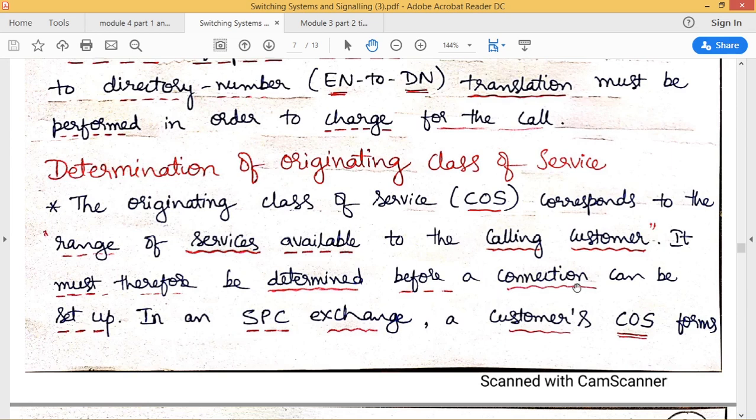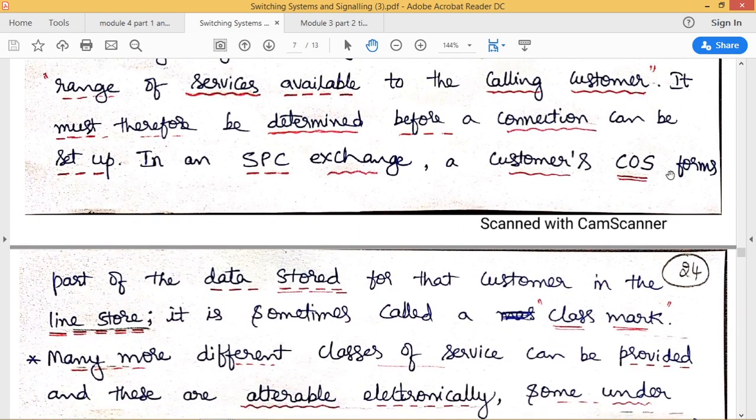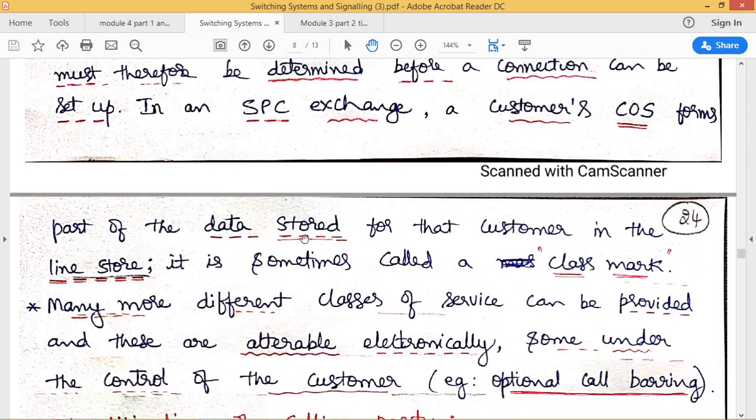So before making a connection, a call is being set up. In an SPC exchange, a customer's class of service data will be stored. As I said, an SPC exchange will have the different equipment numbers. Not only that, the SPC exchange also has data stored on the different users that are connected and the class of service they are provided with.